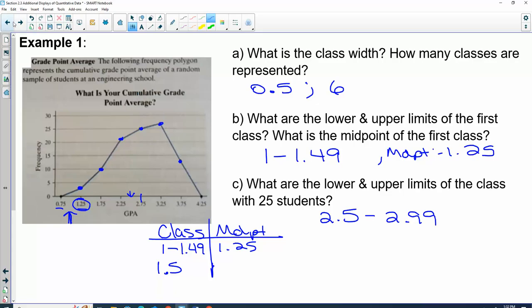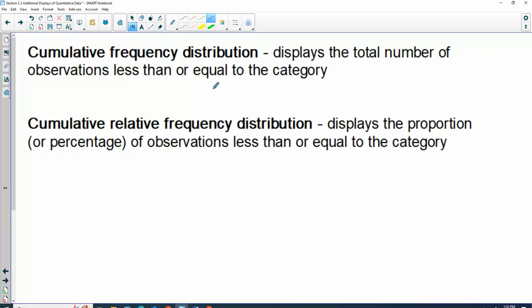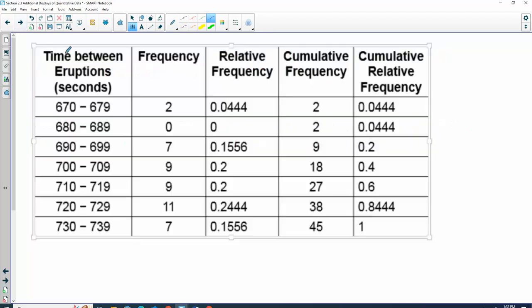So a couple other things that we might see. Cumulative frequency distribution displays the total number less than or equal to, so like how many to this point. And we can do the same thing with relative frequency. So it makes more sense if I just show you a table. All right, this is the one we were just looking at. Our time and how many in each.